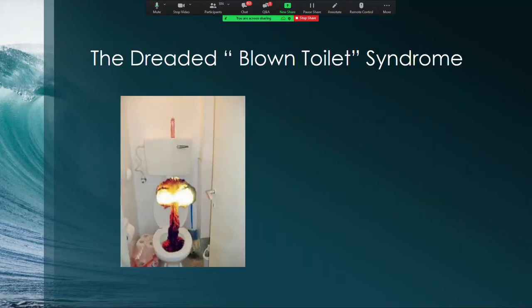Blown toilet syndrome, folks. This is the one that raises a lot of questions, and I'm going to invite the questions to come in because it's really good. When your homeowner comes out of the house, walks up to your crew, and they describe what just happened in their house, this is the picture they paint. Okay? You blew up my toilet. You caused a problem. And, you know, from a homeowner's point of view, they're not wrong.